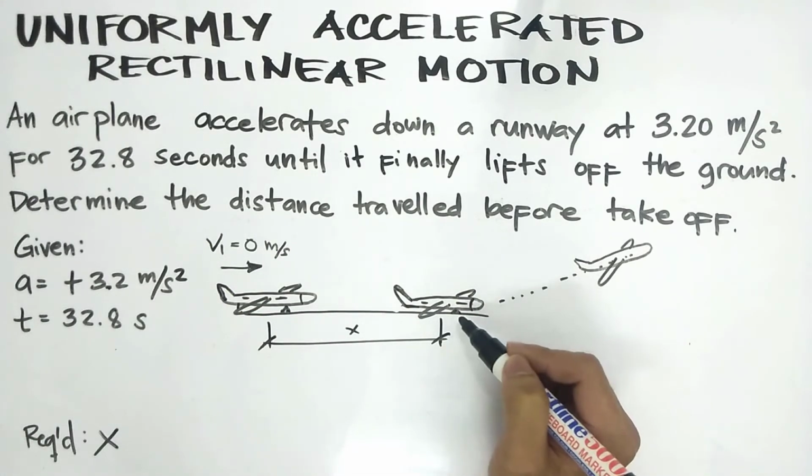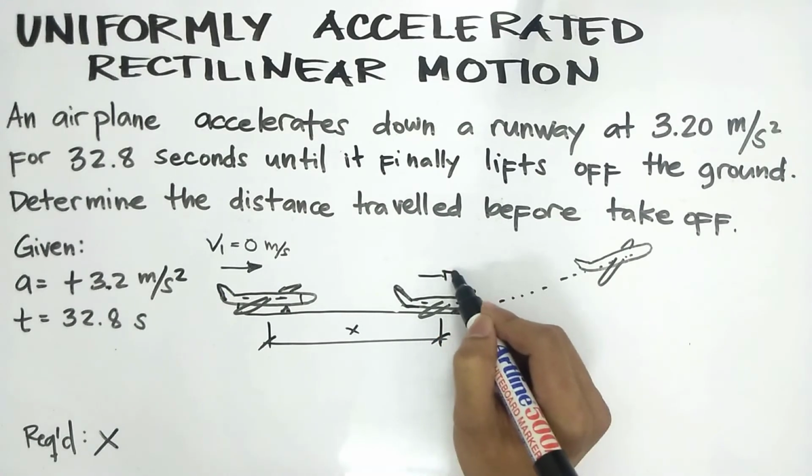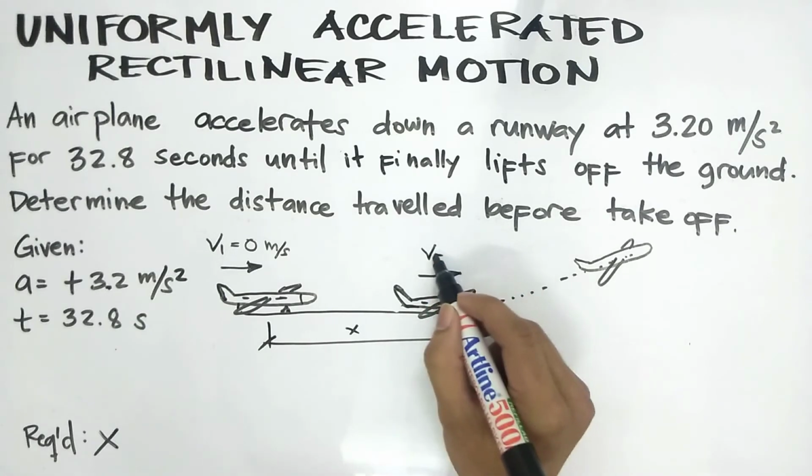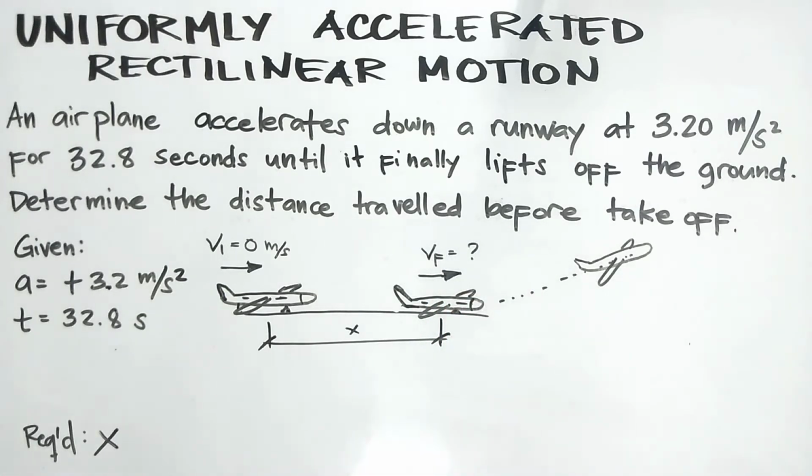And the final velocity, or the velocity just before it takes off, is unknown. Now for these types of problems, it is advisable to look for the equation with the least unknown values to save time from our kinematic equations of motion for motions with constant acceleration, or what we call uniformly accelerated rectilinear motion. We have basically four equations that we can use.